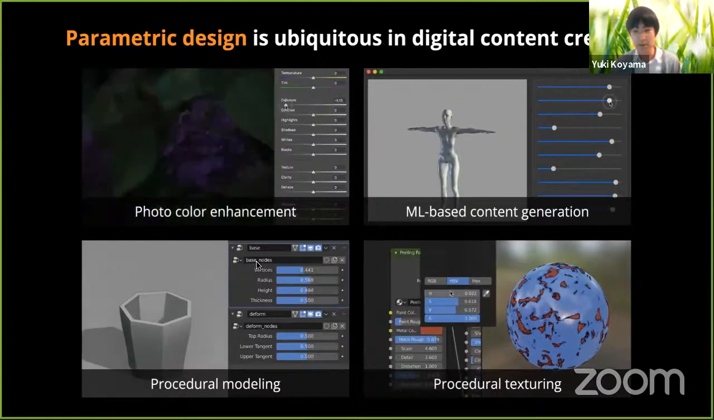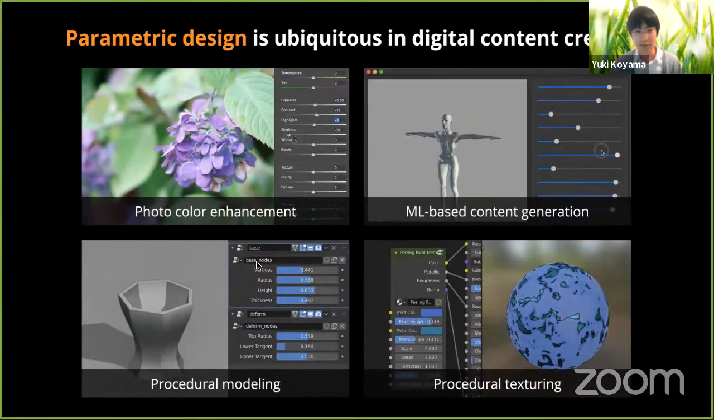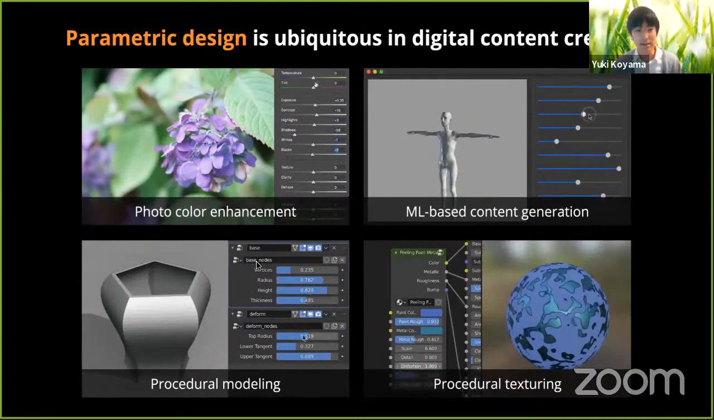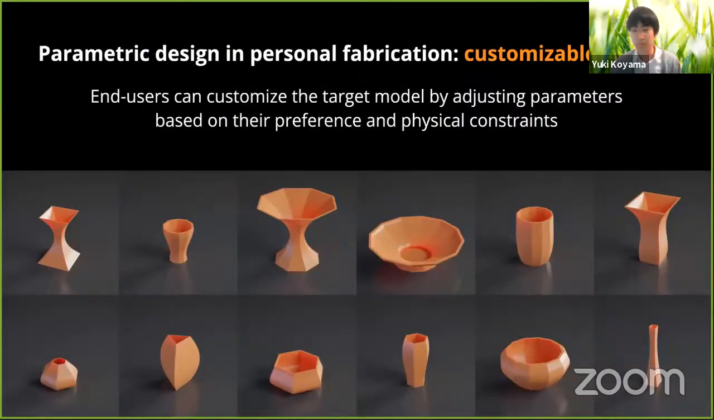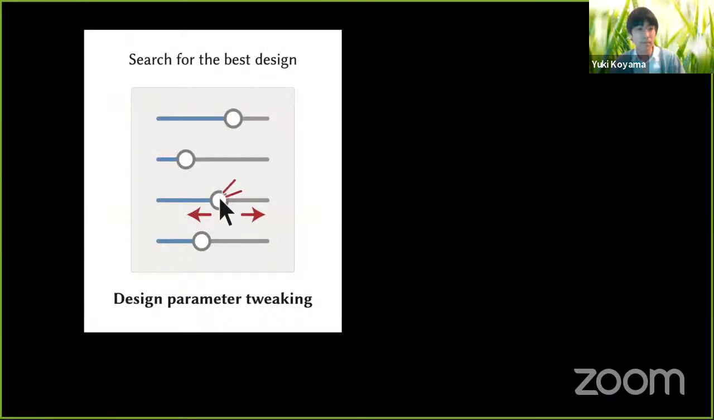So if you open Photoshop or Instagram, you see many sliders that should be adjusted carefully to make the photograph best. And parametric design is, of course, very important in the personal fabrication context. For example, in Thingiverse, parametric models are called customizable models and shared with many end users for their personalized use. The goal of such parametric design is to find the best parameter configuration that provides the best design.